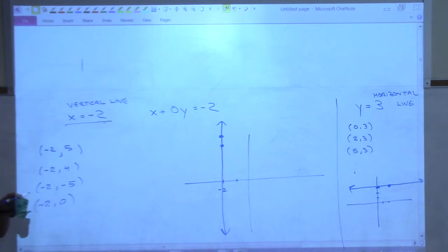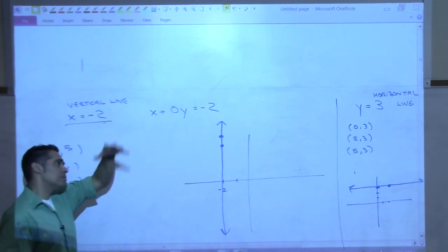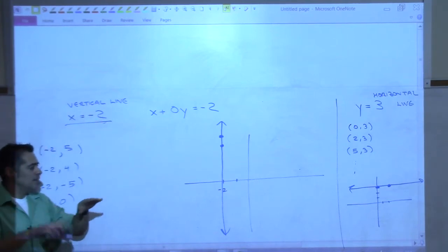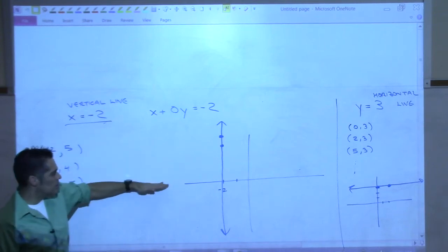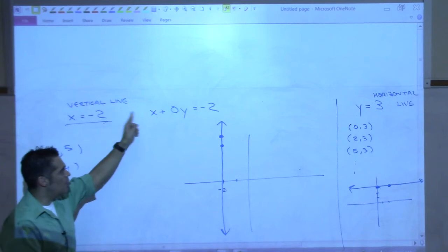If you have X's and Y's mixed together, like in the previous problems we did, we had X's and Y's at the same time, didn't we? Anytime you have that, you're guaranteed that your line is not going to be vertical or horizontal. It's got to be something in between if it's not one of these two.